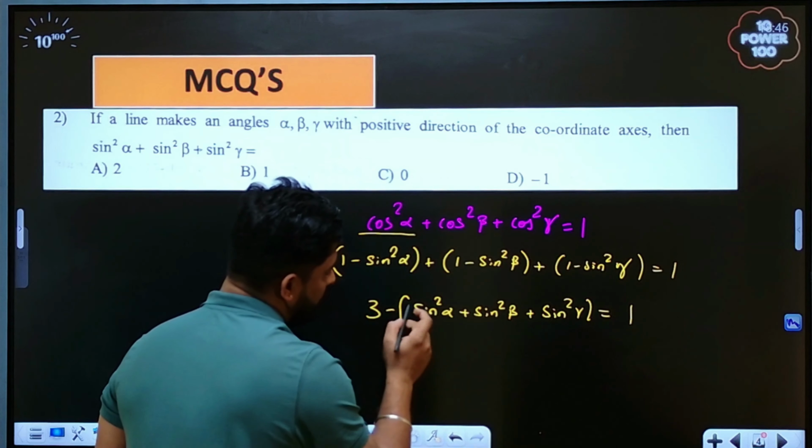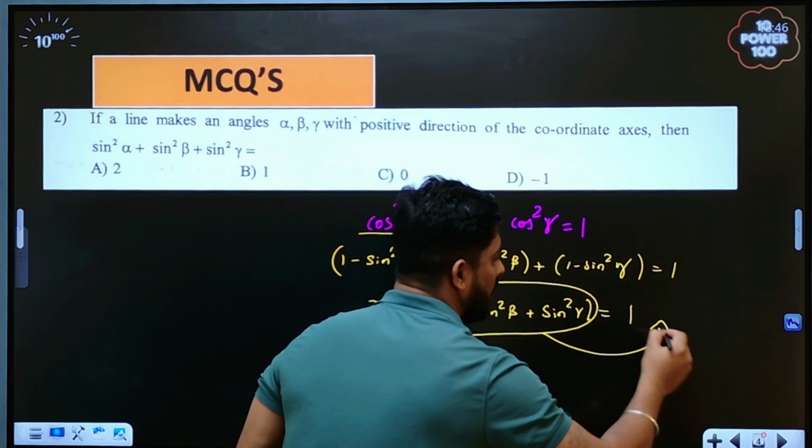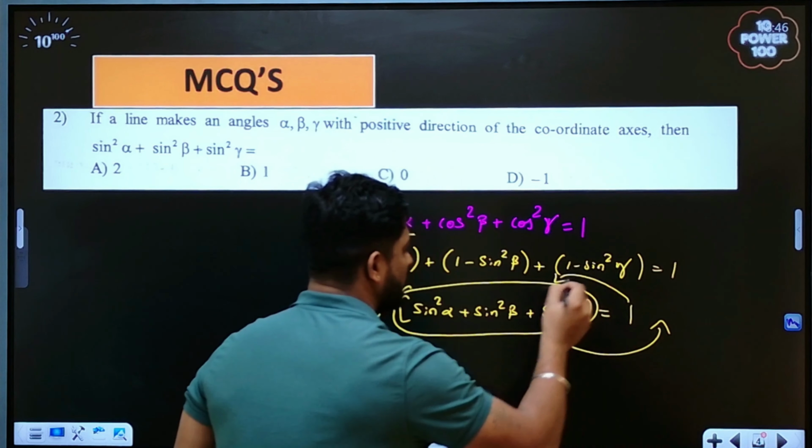Now take this complete term here and bring 1 here. So this becomes 3 minus 1, right? If I bring that 1 to this side, it is 3 minus 1. What is 3 minus 1? That is nothing but 2. So the answer is 2. That's it, very simple one. So option A, 2, is the right answer.